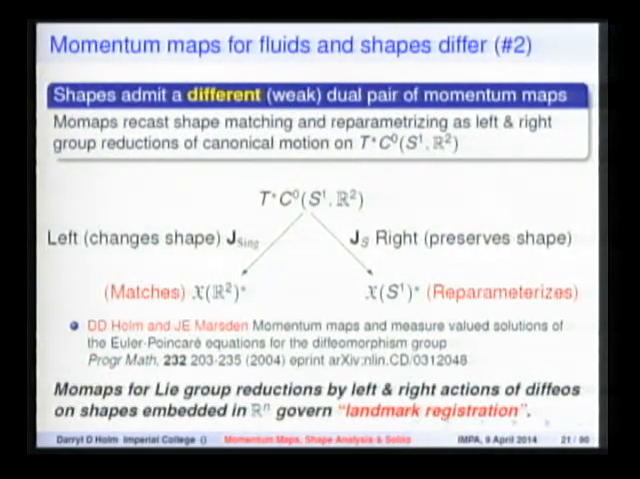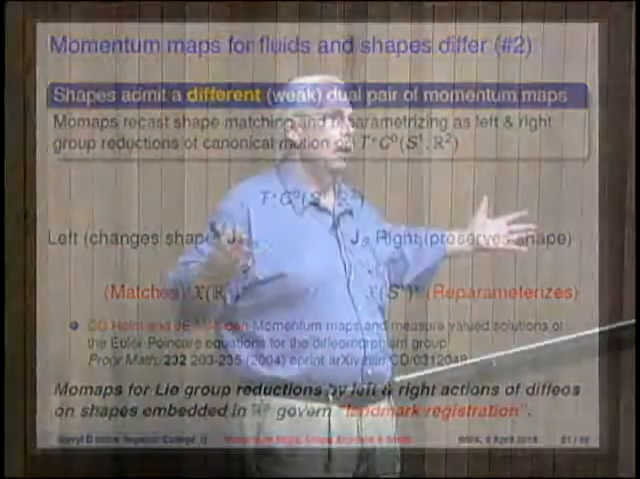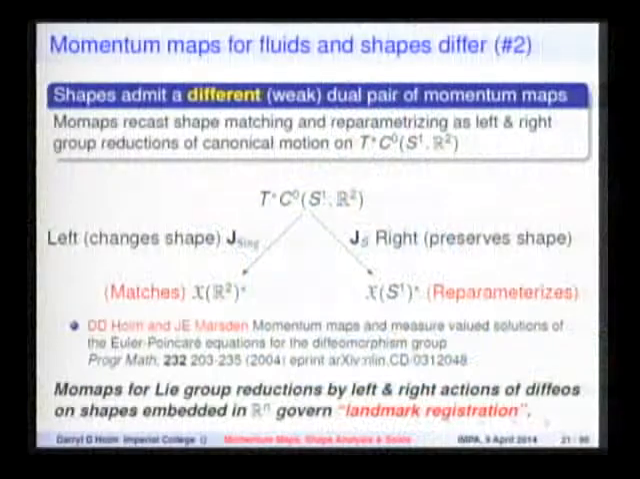Shapes have a different dual pair because they have different actions. So we want to define a shape not as just a set of points in a reference space or something, but rather we want to define a shape as a continuous embedding. And now here we're going to be doing closed curves in the plane. That's a shape. Okay. You can think about it. It's really fun. Think about all the possible ways of defining a shape.